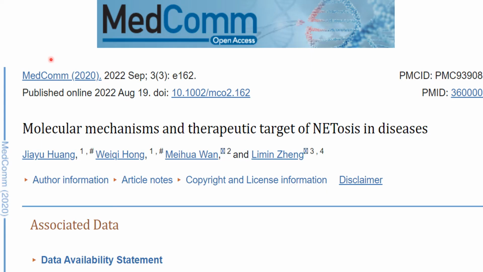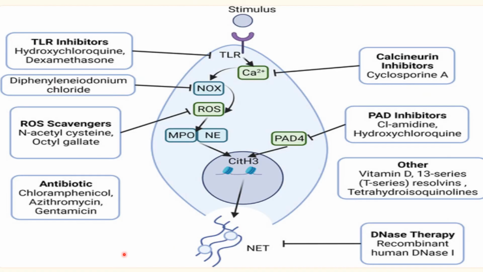And as regards the therapeutic trials to target NETosis in diseases, I found this very recent paper published in MedComm in September 2022, which means last month, and it's titled Molecular Mechanism and Therapeutic Target of NETosis in Diseases. This diagram from the paper I just mentioned in the previous slide illustrates our trials to make therapy for NETosis.